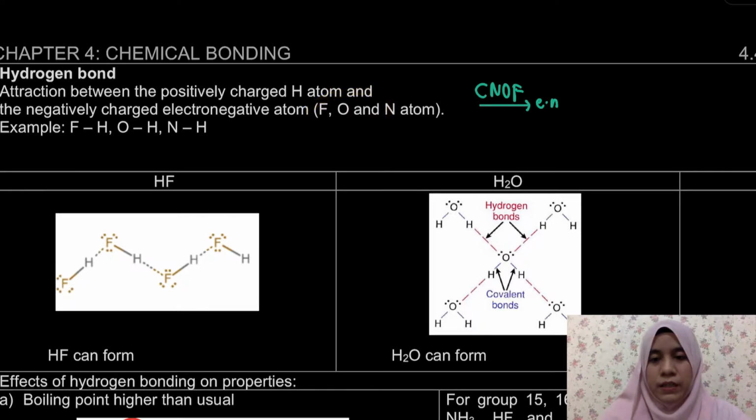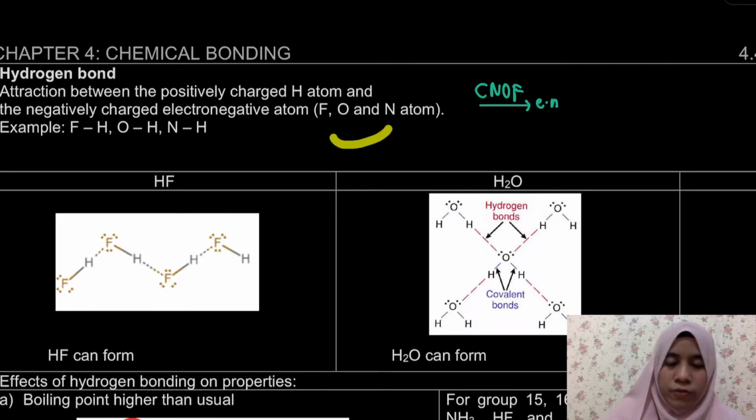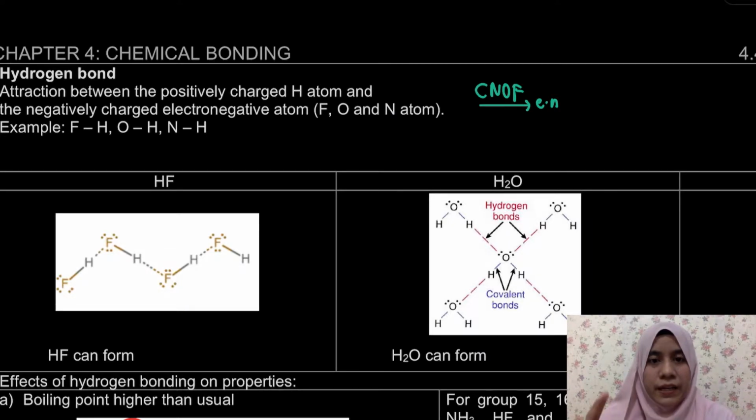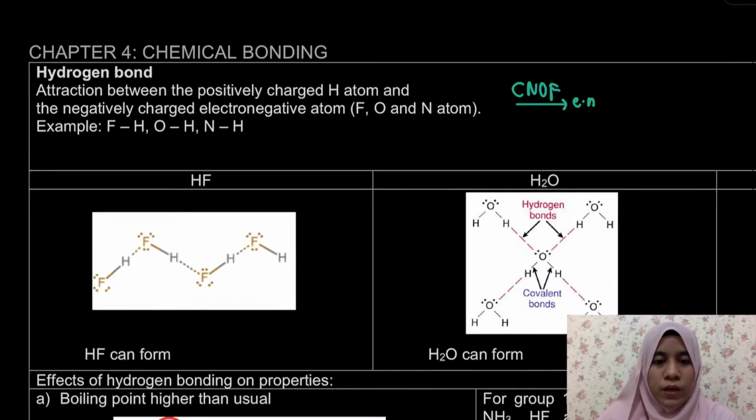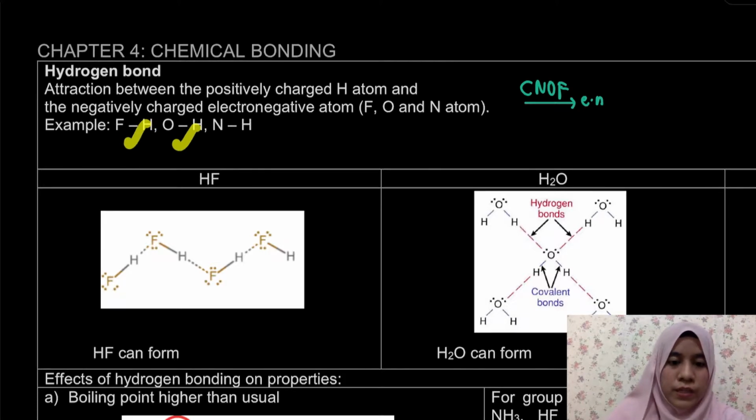But actually, in order of increasing electronegativity, it will be the other way round. Okay, but to remember easily, hydrogen bond is actually between hydrogen and the negatively charged and highly electronegative atom, be it fluorine, oxygen or nitrogen. But actually, for hydrogen bond, the fluorine or our electronegative atom must be bonded to our hydrogen. So examples are FH, OH and NH.